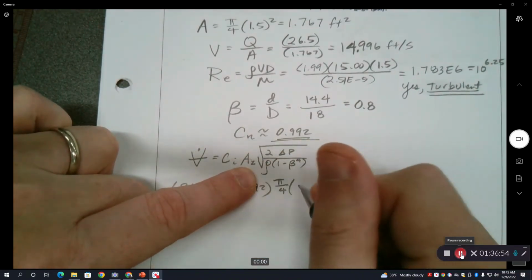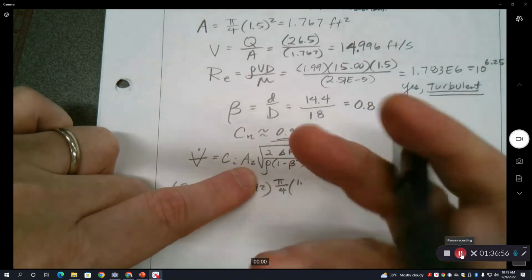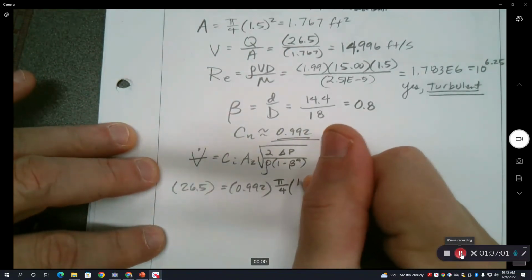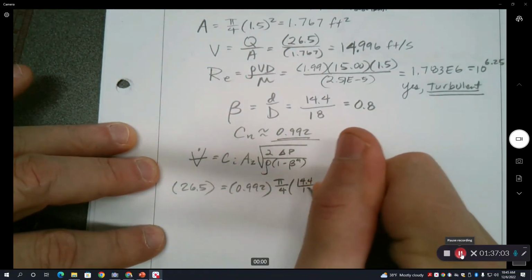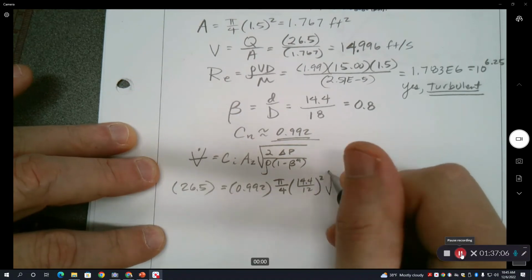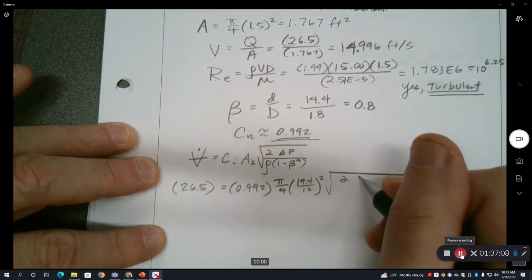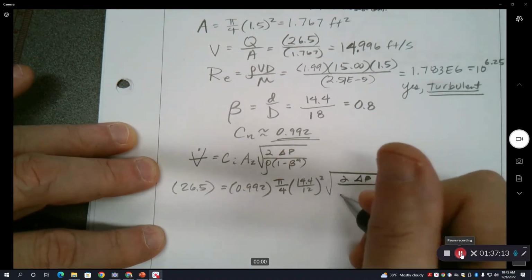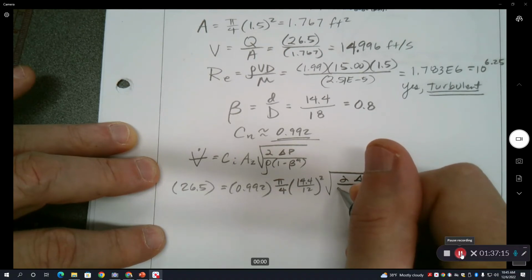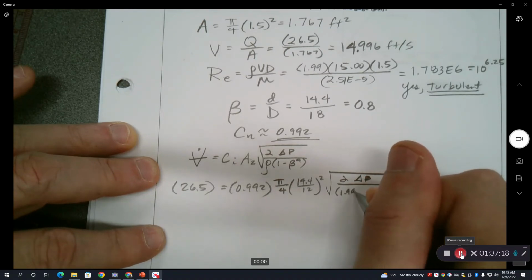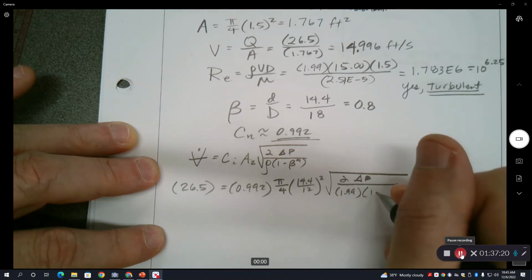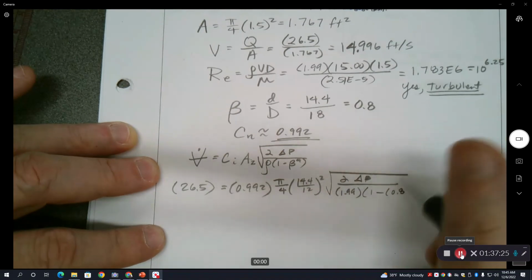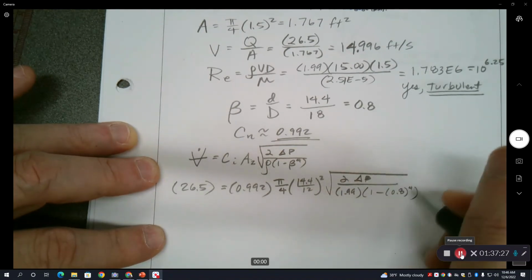This is the nozzle area, so that's 14.4 divided by 12, 14.4 divided by 12 squared. And the square root of 2 times the delta P divided by density, which is 1.99, and then 1 minus beta, 0.8, remember that, to the fourth, there.